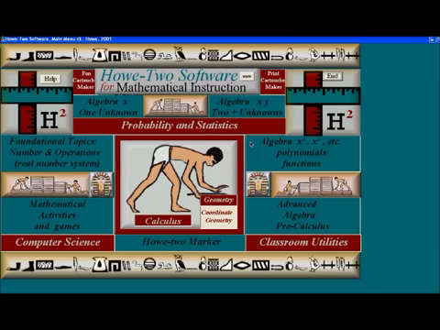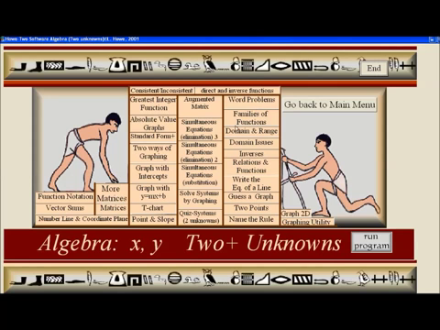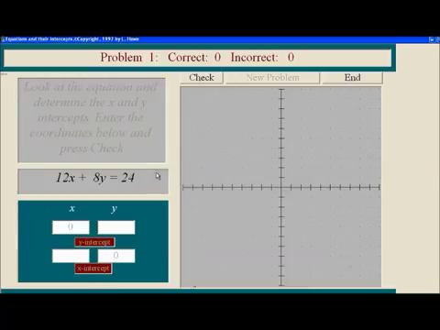Well, we're working our way through algebra with two unknowns, and today I want to look at graphing with intercepts. We've already looked at graphing with y equals mx plus b, and graphing with intercepts is just a variation on this. Sometimes we want to know what a graph looks like when it's not in the y equals mx plus b form.